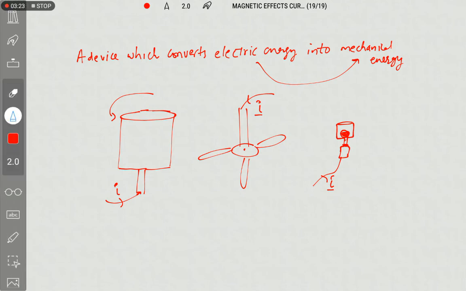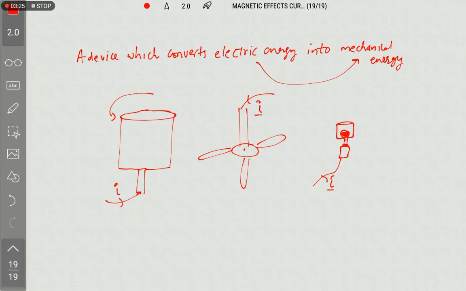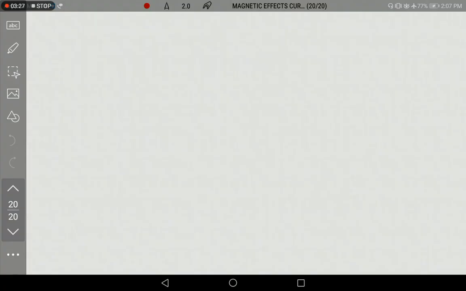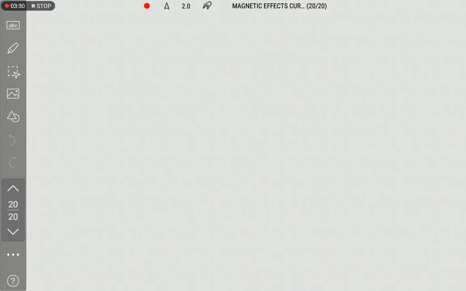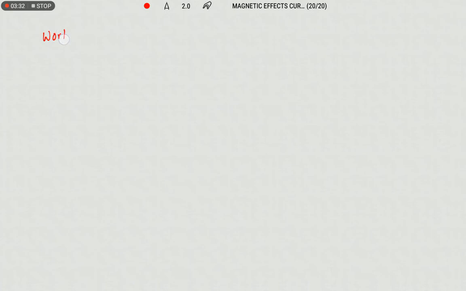Sir, what is the working principle of a motor? The working principle of a motor depends on this: when a current carrying conductor is placed in a magnetic field, it experiences some force. Due to that force acting on the conductor, it is deflected in the magnetic field. That is the working principle of an electric motor.